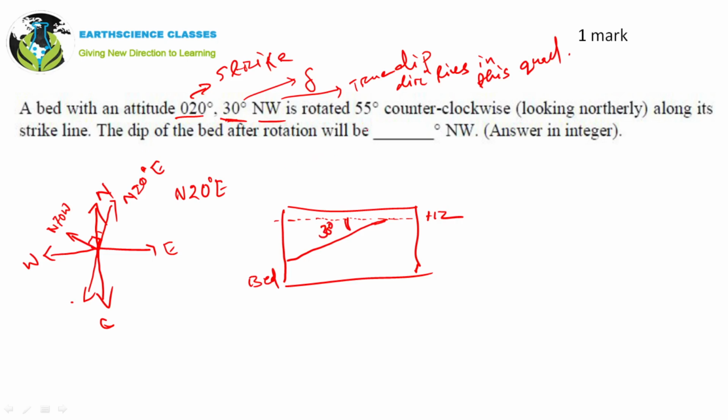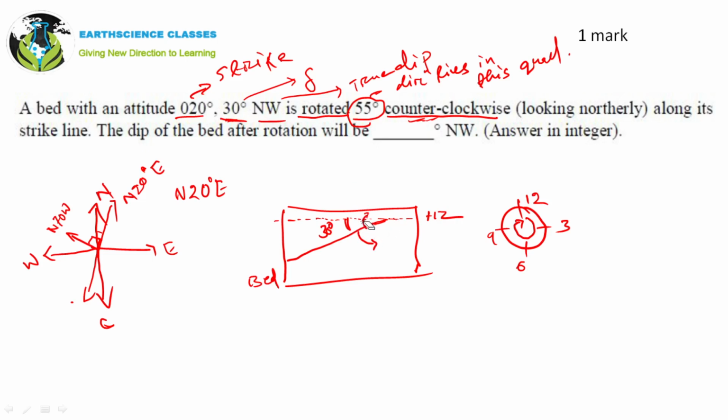Then what is the next part of the question? It is rotated 55 degree counterclockwise, means anti-clockwise. Okay, so draw the clock. It's like 3, 6, 9, 12. So this is clockwise. You have to rotate anti-clockwise, counterclockwise. How much? 55 degree. So you have to rotate the bed in this direction, not in the opposite. This will be clockwise, right? You have to rotate it in the opposite direction.